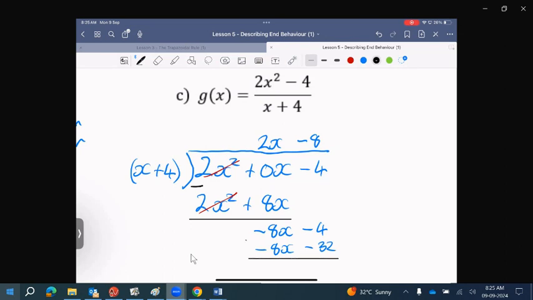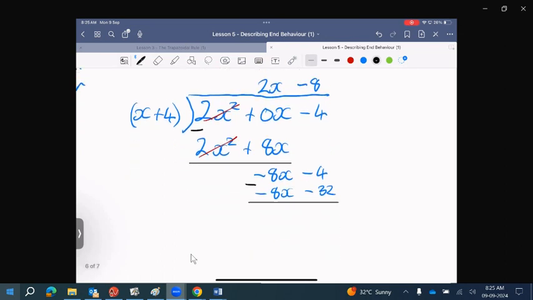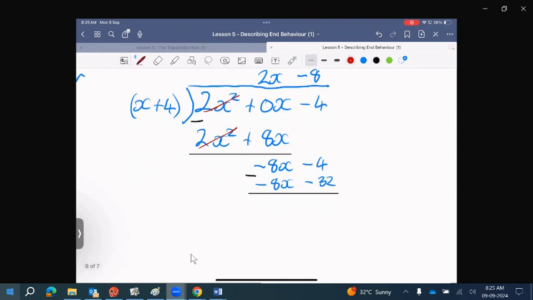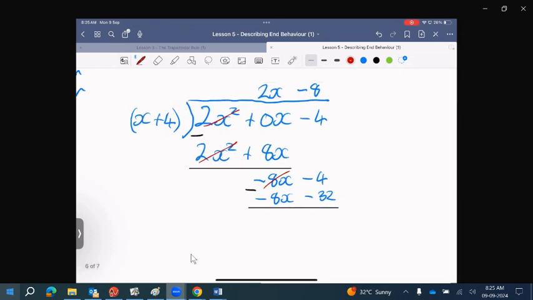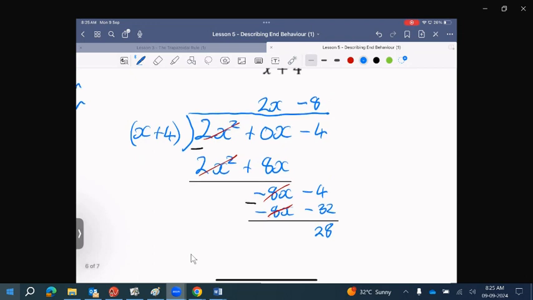Now here with this subtraction, obviously we've chosen these numbers because minus 8x minus minus becomes minus 8x plus 8x, and these cancel. But take care with your negatives. So we've got minus 4 minus minus 32, so that's minus 4 plus 32. What will that give us? 28. In terms of finding the slant asymptote, we don't need this remainder.